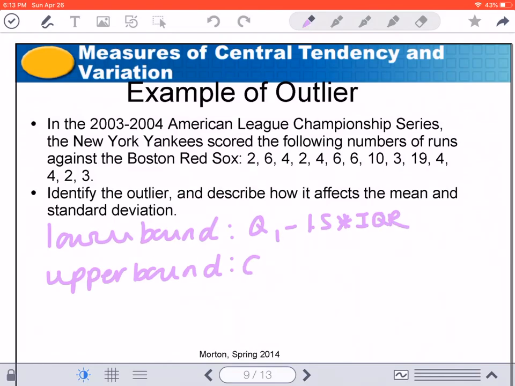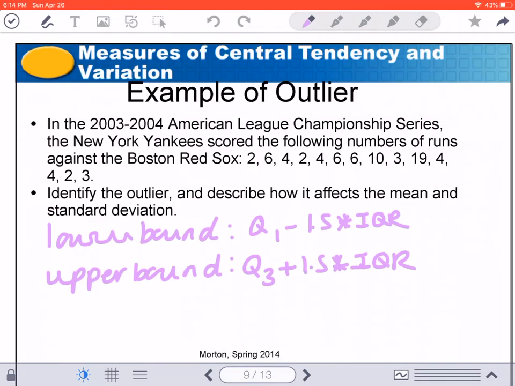And our upper bound is going to be Q3 plus 1.5 times the IQR. All right, so in order to figure out what Q1 and Q3 is, we need to put this data into our calculator. So go to your calculator, hit your stat button, hit enter. We want to go up and clear out what's in L1. Go back down and input your new data.